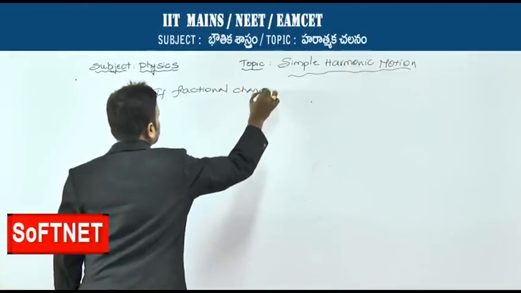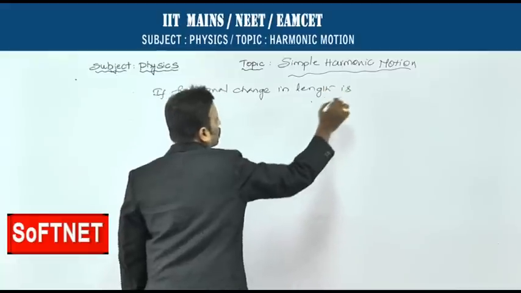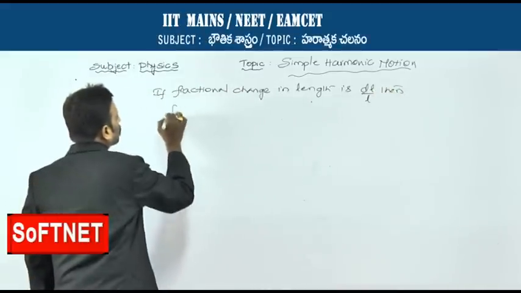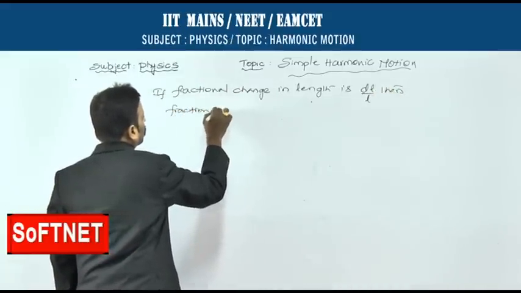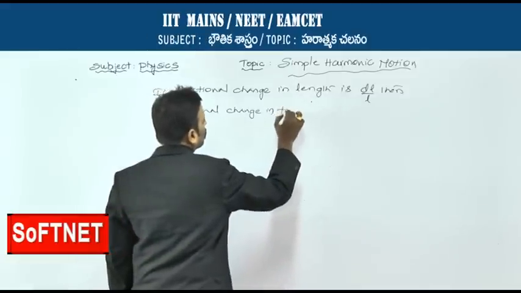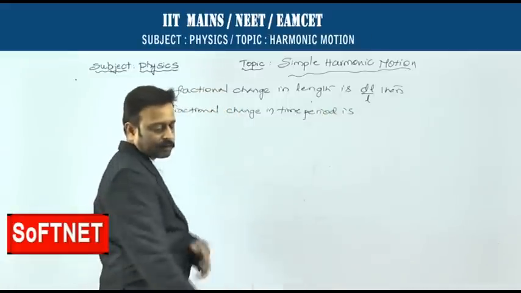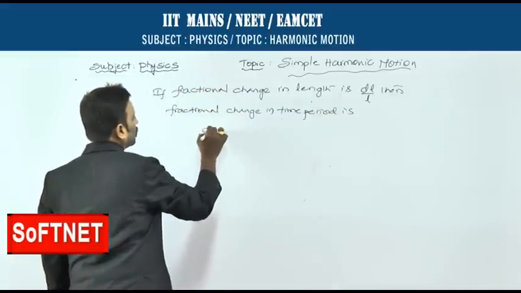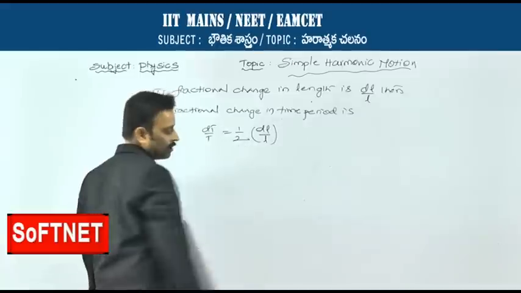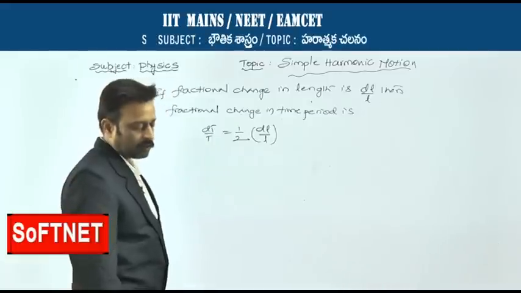Fractional change in length is dl by L, then fractional change in time period is dT by T is equal to half dl by L. That is the fractional change in time period in terms of fractional change in the length of the pendulum.